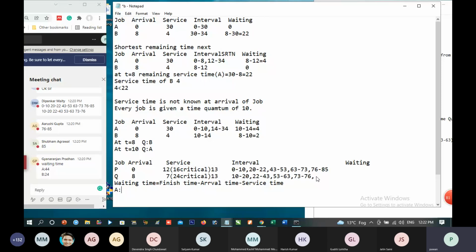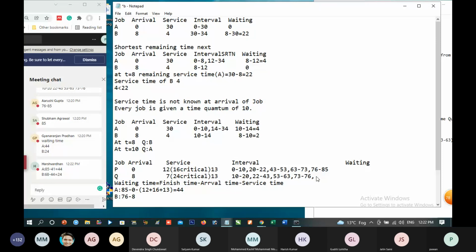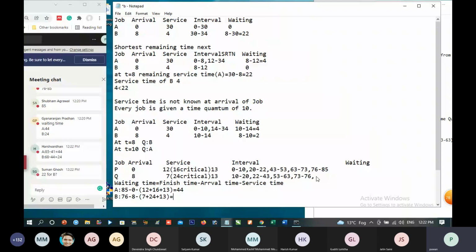Let us see for A how much it is. Finish time is 85. It has arrival at time t equal to 0. And it was requiring the service of 12 plus 16 plus 13, so 12 plus 16 is 28, 41. And 85 minus 41 gives you 44. And what about B? B finished at 76, minus it arrived at 8. And it was requiring a service of 7 plus 24 plus 13. This is equal to how much? Let us see. 31, 44. This will be 68 minus 44. It is 24.